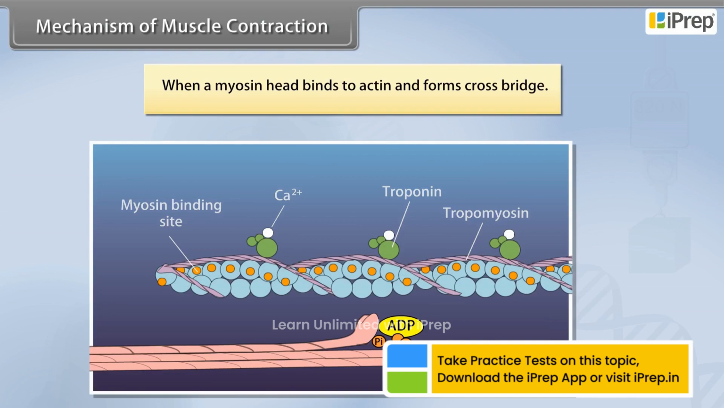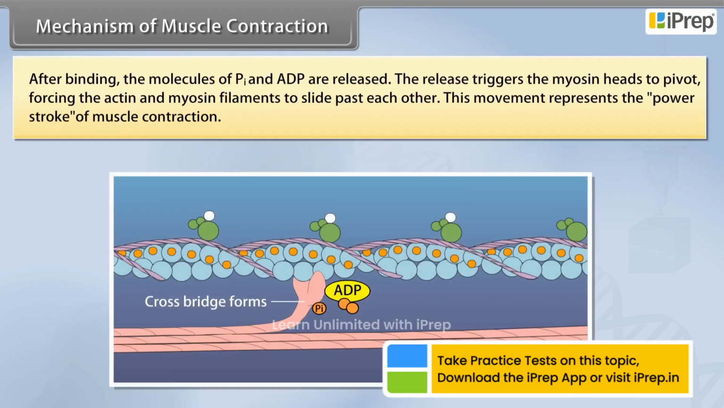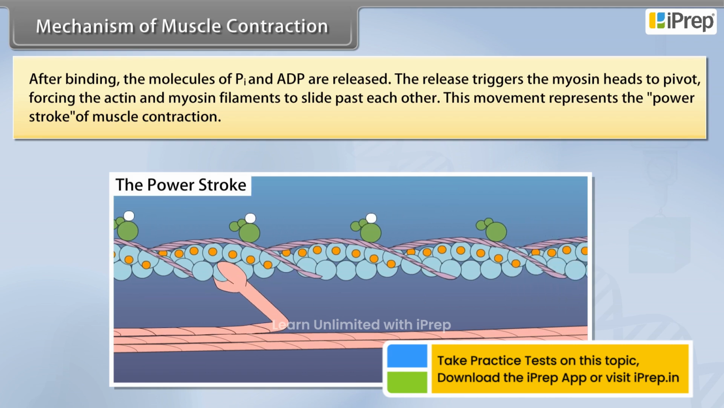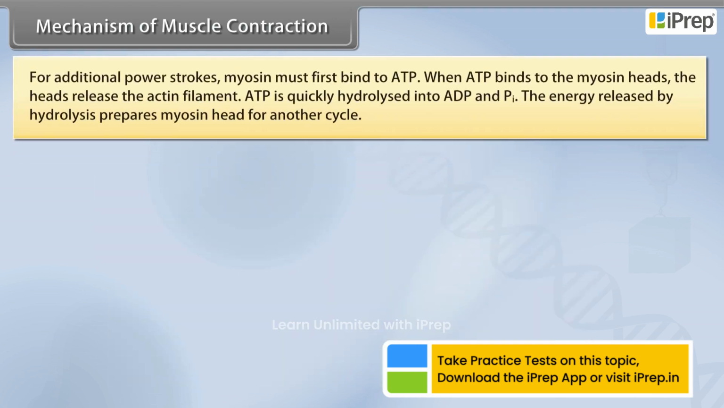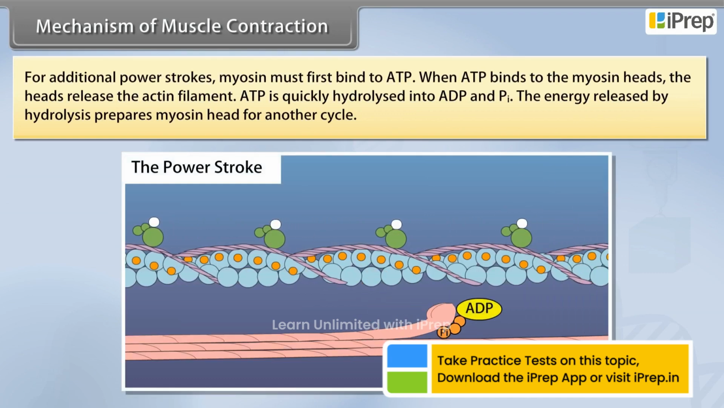A myosin head binds to actin and forms a cross bridge. After binding, the molecules of Pi and ADP are released. The release triggers the myosin heads to pivot, forcing the actin and myosin filaments to slide past each other. This movement represents the power stroke of muscle contraction. For additional power strokes, myosin must first bind to ATP.